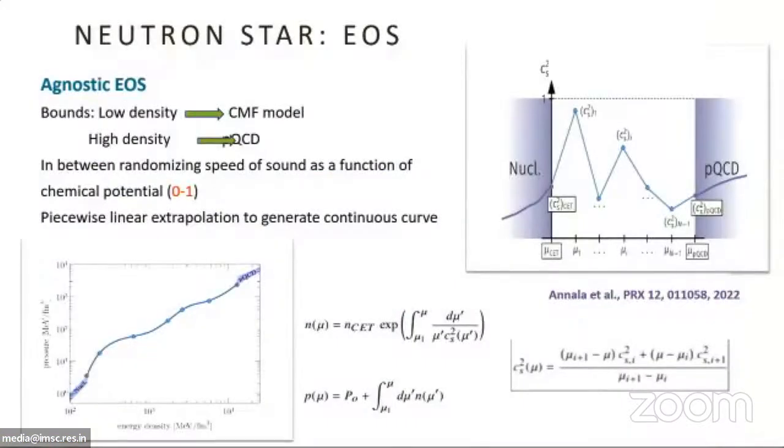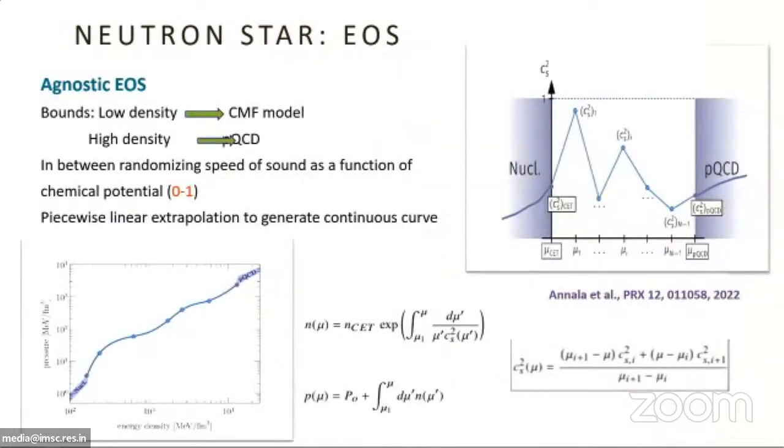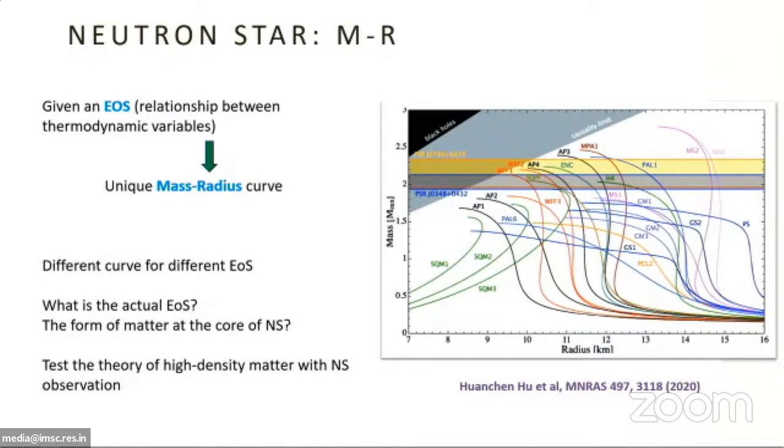So this is one of the equations of state, one which satisfies all the thermodynamic bounds. Corresponding to this equation of state, what I will get is a mass-radius curve. Be careful: each point on this curve is a neutron star with a certain total mass and a certain radius. So these are all different masses. Corresponding to an equation of state, we get a one-to-one correspondence with this curve.